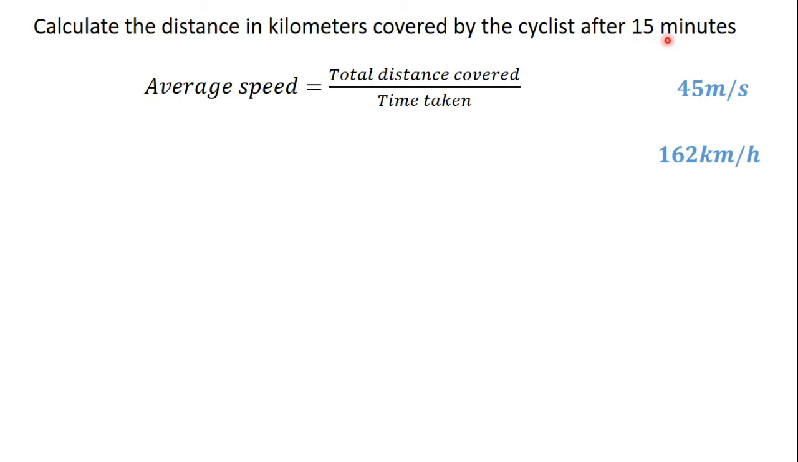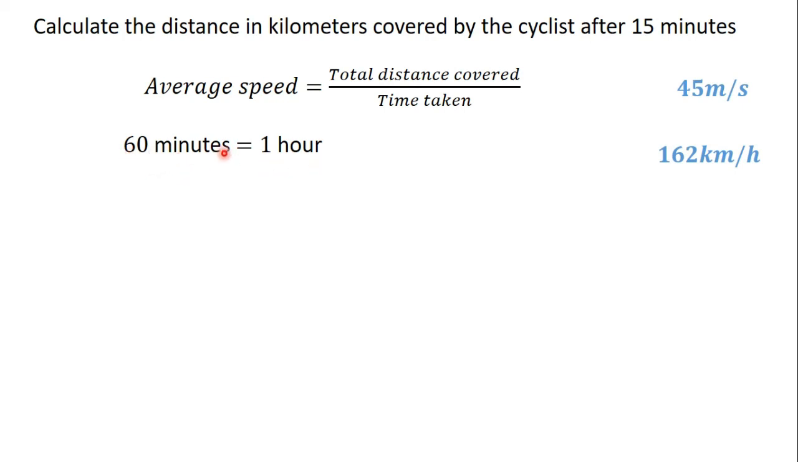Now let's look at the time. If you use 162 kilometers per hour, then the time must also be in hours. Here we have time in minutes. So because we are going to use 162 kilometers per hour, we have to convert our time from 15 minutes to hours. To do that, we will need the rate of conversion between minutes and hours. We know that 60 minutes is equal to 1 hour.